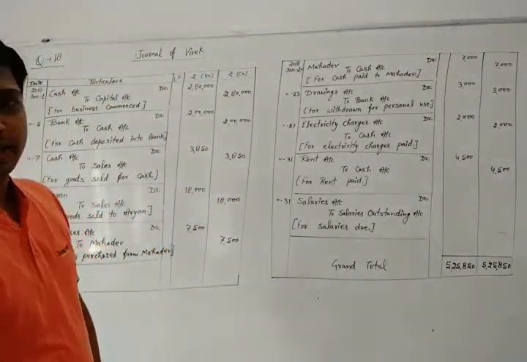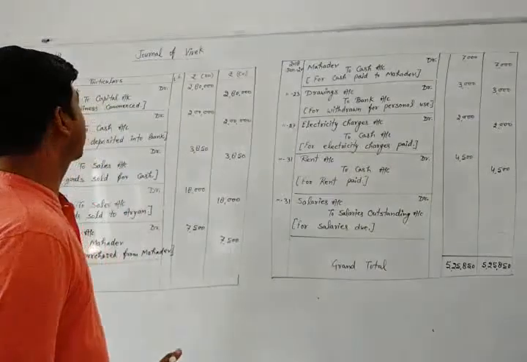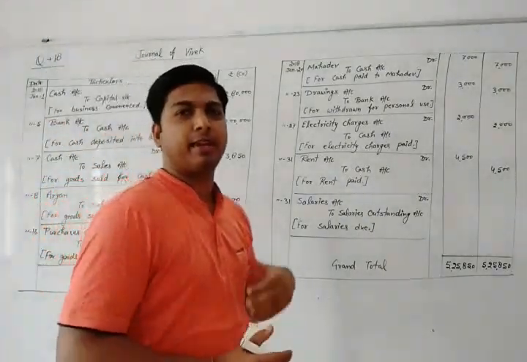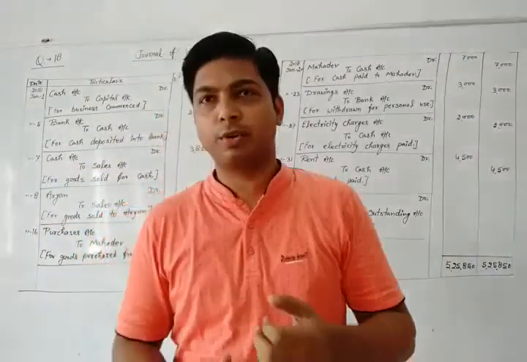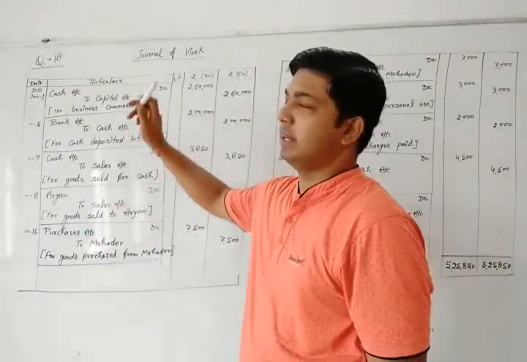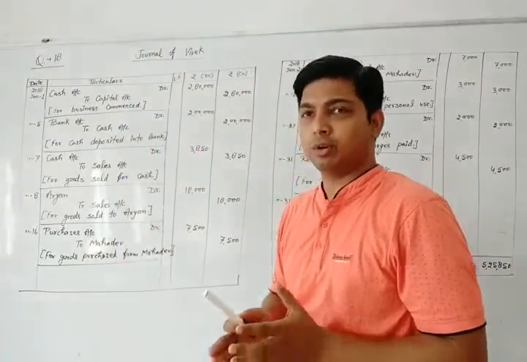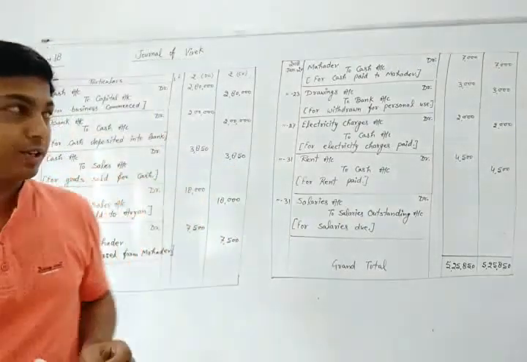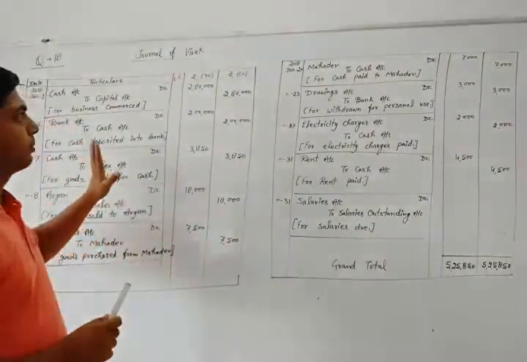Today in your class 11th, I have selected question number 18 from the chapter Journal. The journal entry rules were already explained to you in previous videos. So for question number 18, you can check the question in your book. Now I am going to explain the answer of the question. One by one the entries will be discussed.